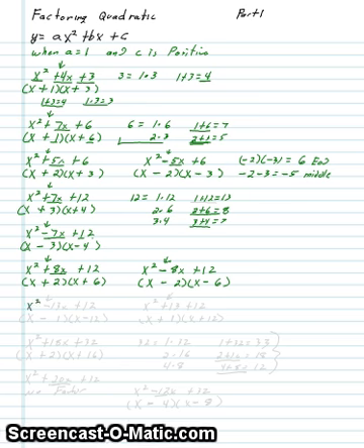x squared minus 13x plus 12. I've already factored the 12, so it's x times x. 13 is 1 plus 12. So we use the 1 and the 12. The sign is negative. Negative 1 minus 12 is negative 13. Negative 1 times a negative 12 is a positive 12.